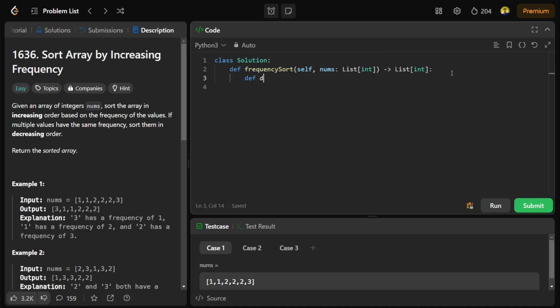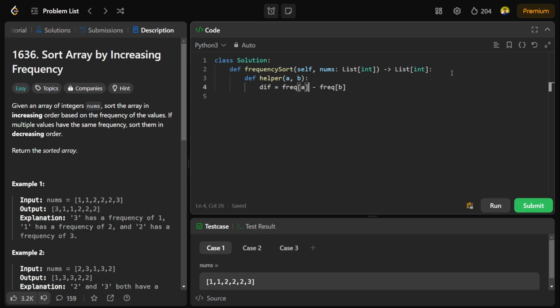So I might be having some helper function. I have a function helper, and I have some values A and B. Now here, we will be doing the comparison based on the frequency count. So I might be checking a difference, whether it is negative or positive. So I might have a difference of the frequency: the frequency of A minus the frequency of B.